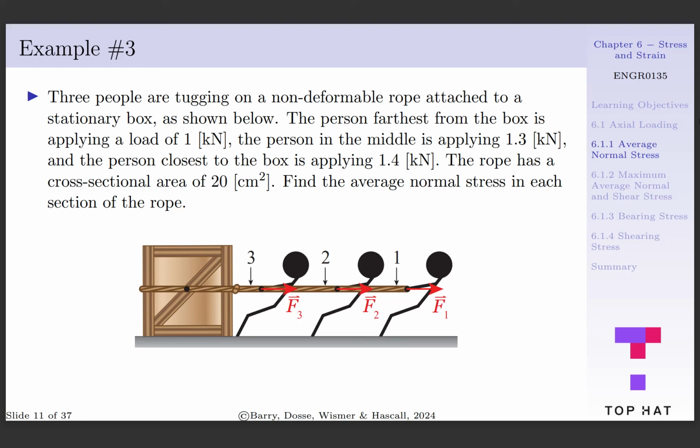Let's consider a slightly different scenario, where different amounts of force are being applied to sections of a member. Here, 3 people are tugging on a rope attached to a stationary box, as shown below. The person farthest from the box is applying a load of 1 kilonewton, the person in the middle is applying 1.3 kilonewtons, and the person closest to the box is applying 1.4 kilonewtons, and we want to find the average normal stress within each section of the rope, given the rope has a cross-sectional area of 20 centimeters squared.